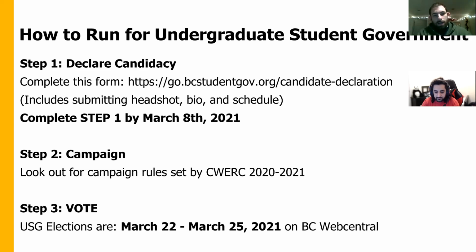Step 2, campaign. Look out for campaign rules set by Quirk. Who knows what Quirk is going to tell us, right? They tell us something different every year. Let's hope that everyone does clean, civil campaigns. Because there is a lot of confusion, and sometimes confusion leads to hostilities among people, and it could get to a point where there are campaign violations, right? Where you think that person committed a violation, or people are accusing you of committing a violation.